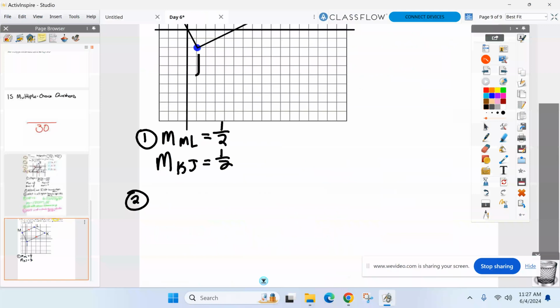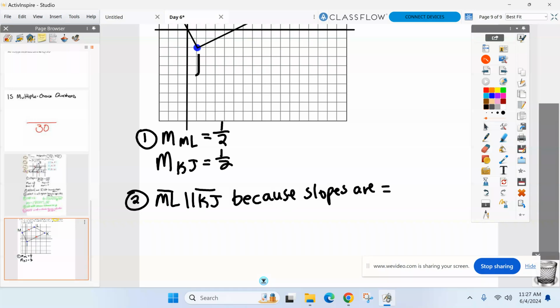What did we just learn here? Two lines up. ML and KJ are of the slopes that are equal, so that makes them? Parallel. Thank you. We got it. ML parallel to KJ, and Ziva already did it because slopes are equal. Good. That's all I need.